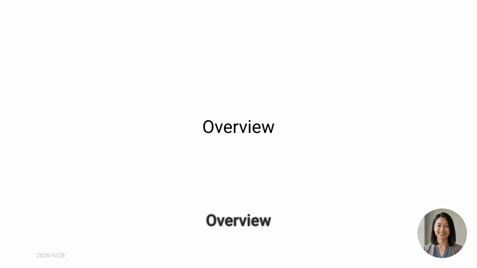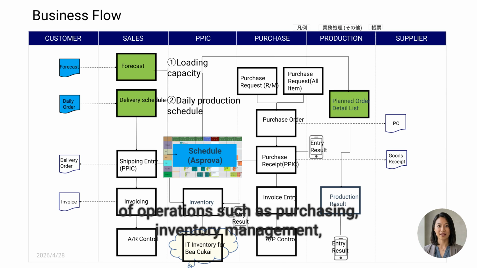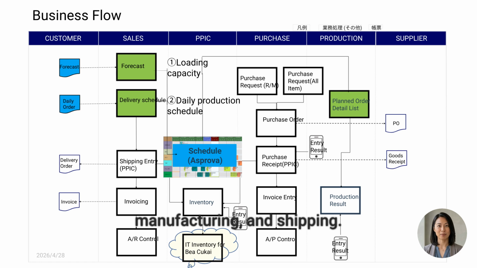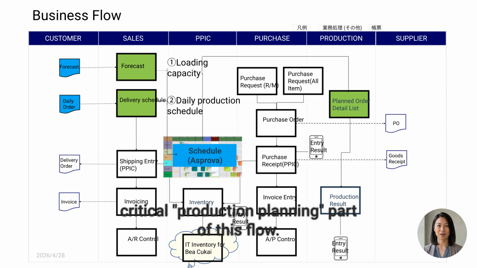Overview. Within the overall business process, production plans are created based on customer orders, followed by a series of operations such as purchasing, inventory management, manufacturing, and shipping. Asprova is the system responsible for the particularly critical production planning part of this flow.